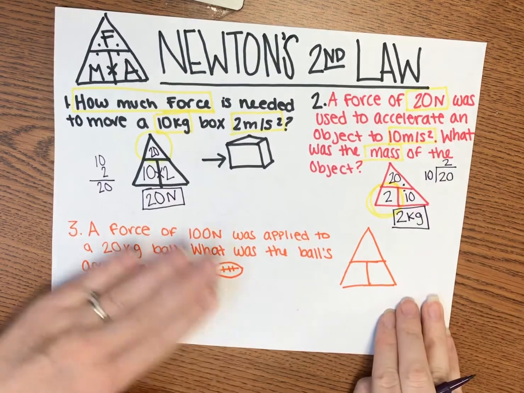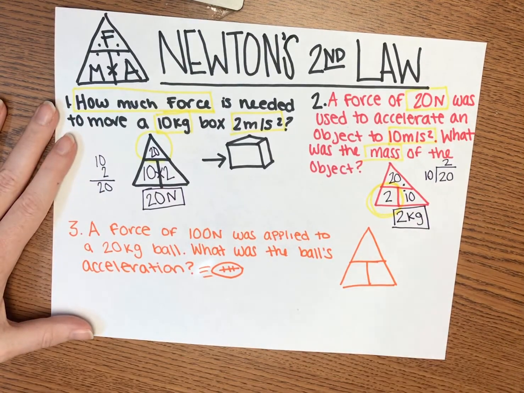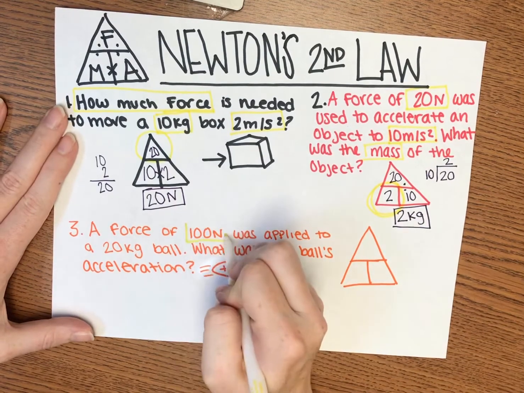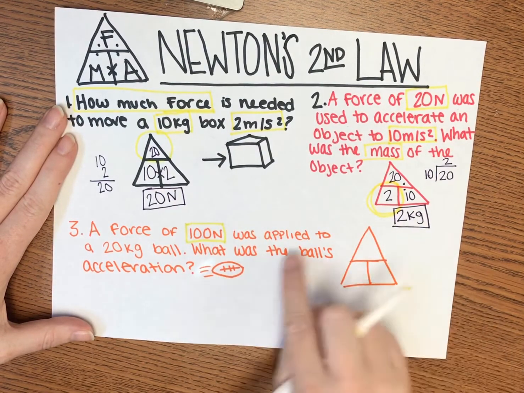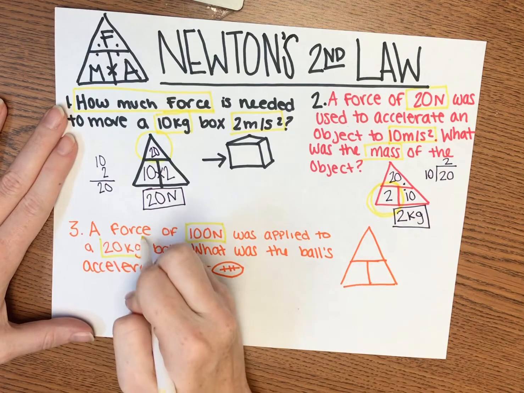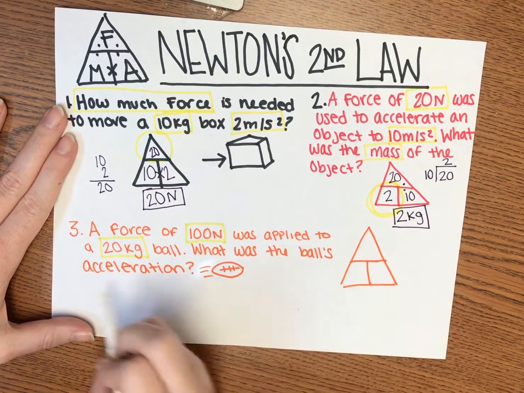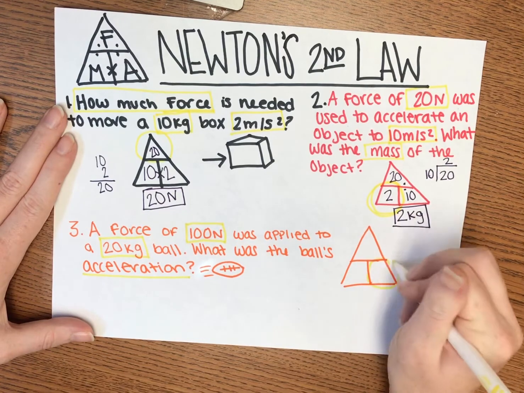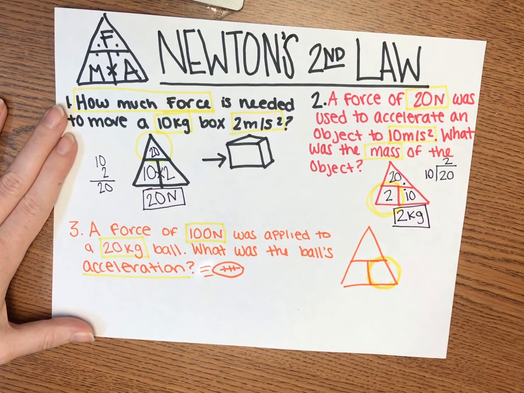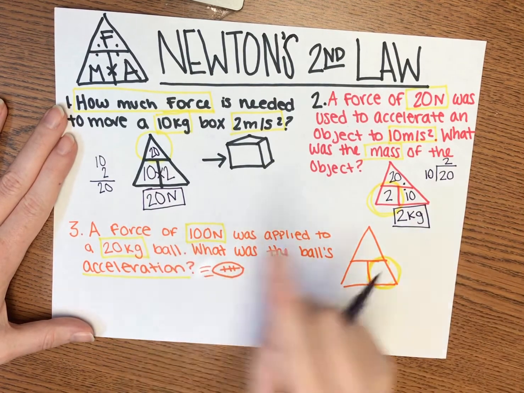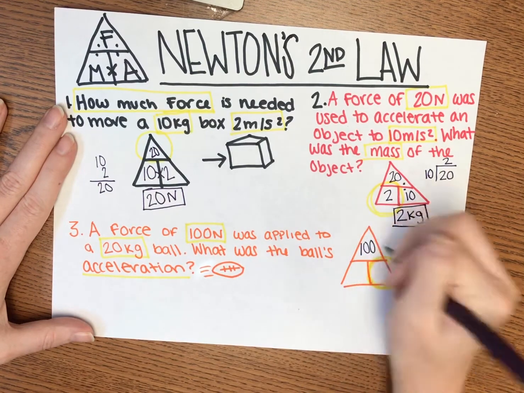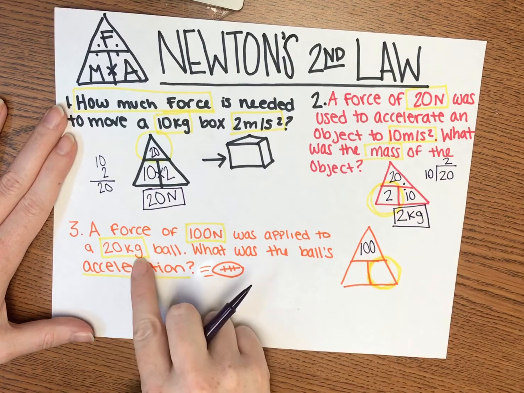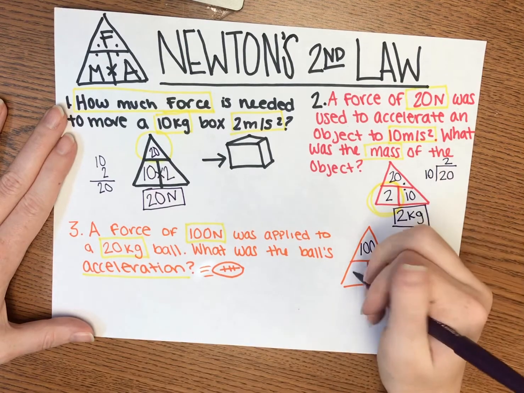All right, our third problem. A force of 100 newtons was applied to a 20 kilogram ball. What was the ball's acceleration? So we're solving for acceleration, this number over here. Let's plug our numbers in. A force of 100 newtons was applied to a 20 kilogram ball. That tells you that that's the mass.